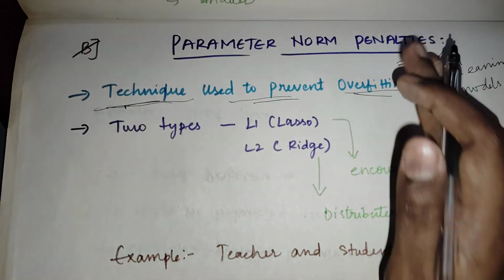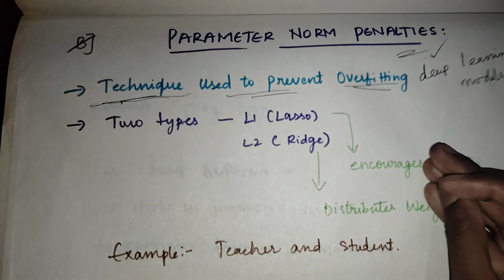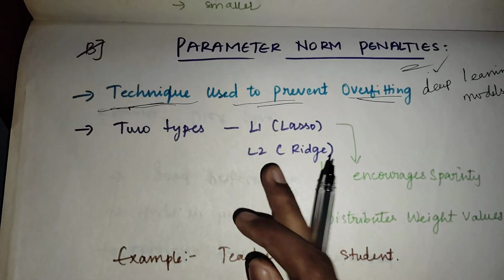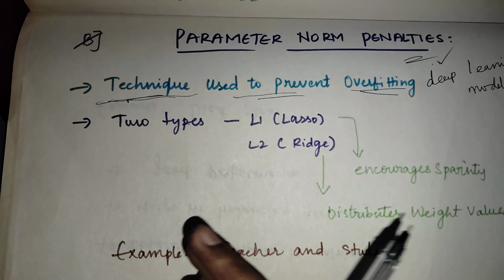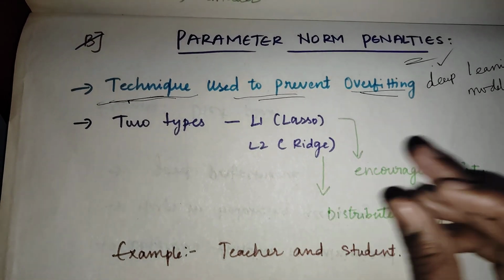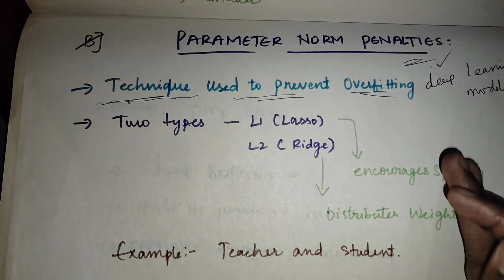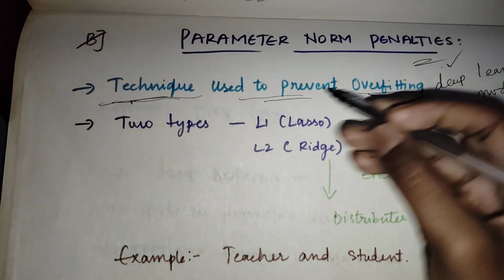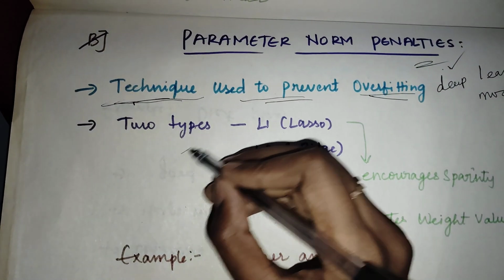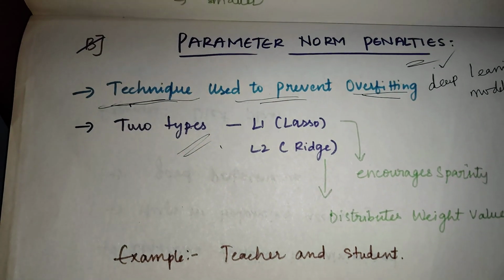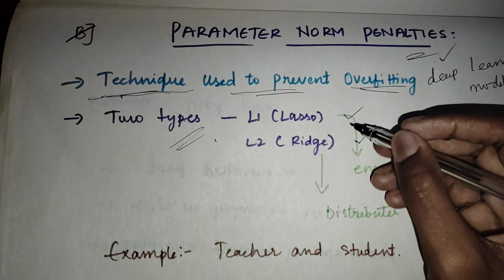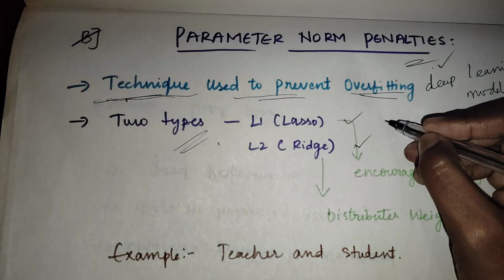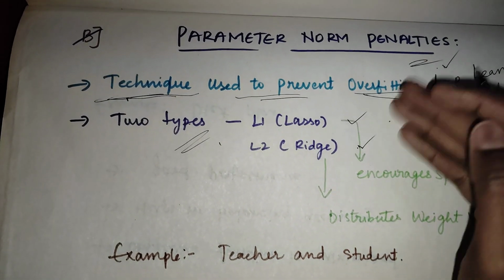All right, now these are the penalties. What are these penalties? These are the penalties which add a constraint on the size of the model parameters. Now they basically make sure that the weights do not grow too large. Now there are two types that we are going to discuss. First one is L1 lasso and L2 ridge. L1 basically encourages sparsity by pushing some weights to 0.